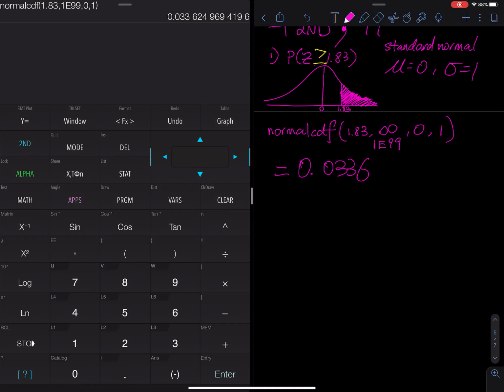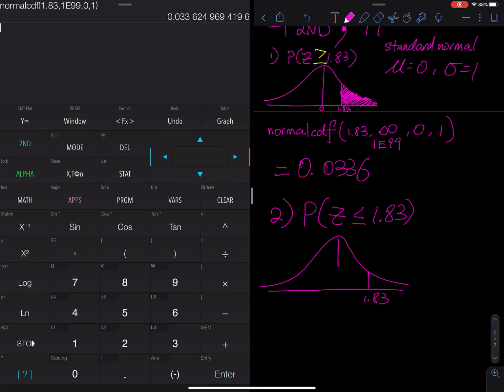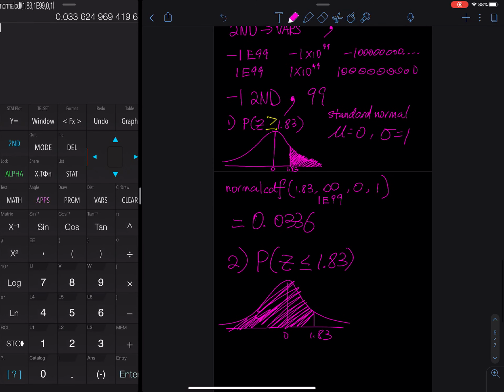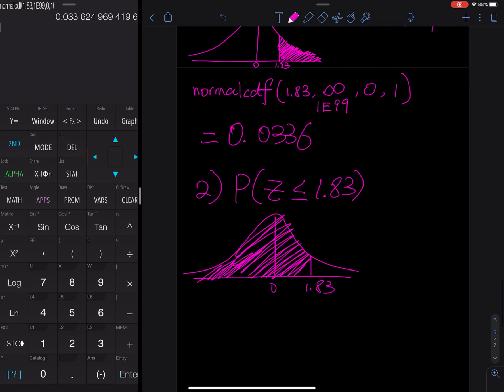Let's do a less than. So number 2 is probability z less than or equals to 1.83. So this one you have a bell curve. And then this is 1.83. The mean is 0. Less than is this area. Alright, so let me make this screen bigger so I have more space to write. And then what is the command? The command is normal CDF. You have from negative infinity to 1.83, 0 and 1.